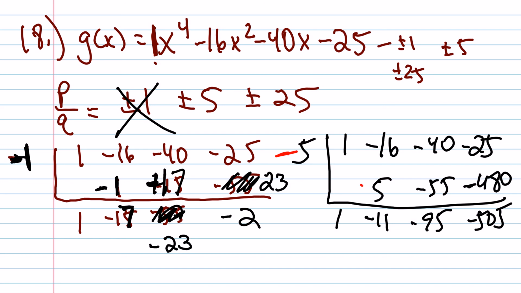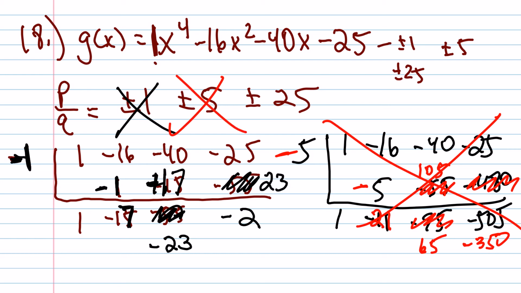Try negative 5. Negative 5 minus 21 becomes positive 105, becomes 65, becomes negative 325, which is going to give me negative 350 as a remainder. 5 is not going to work. So now I'm going to go again.